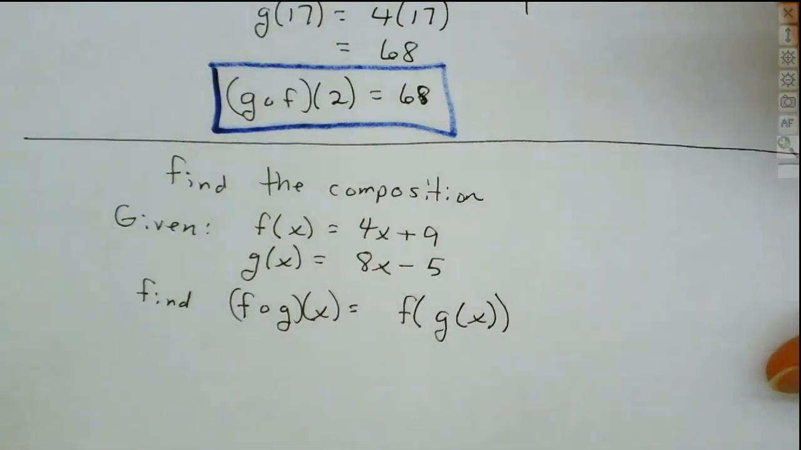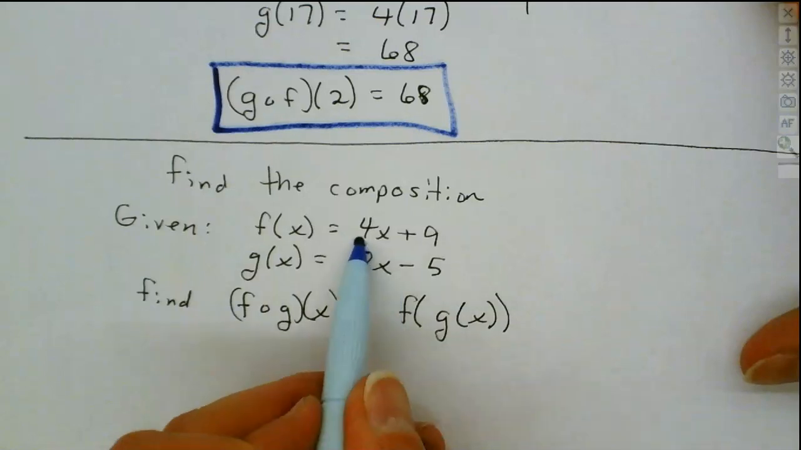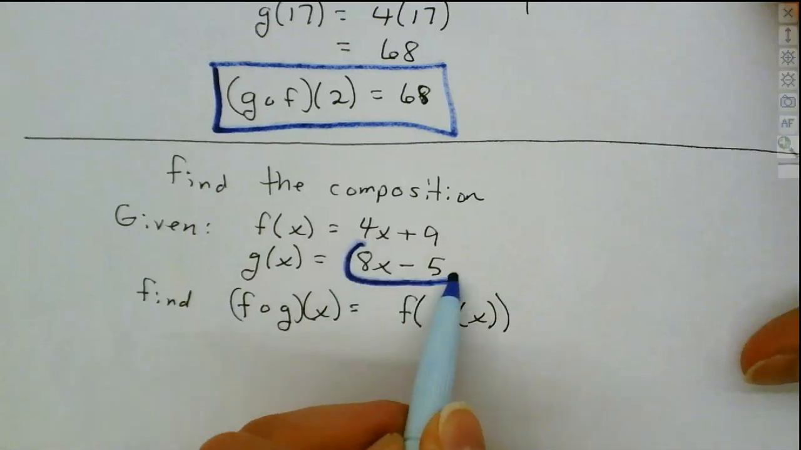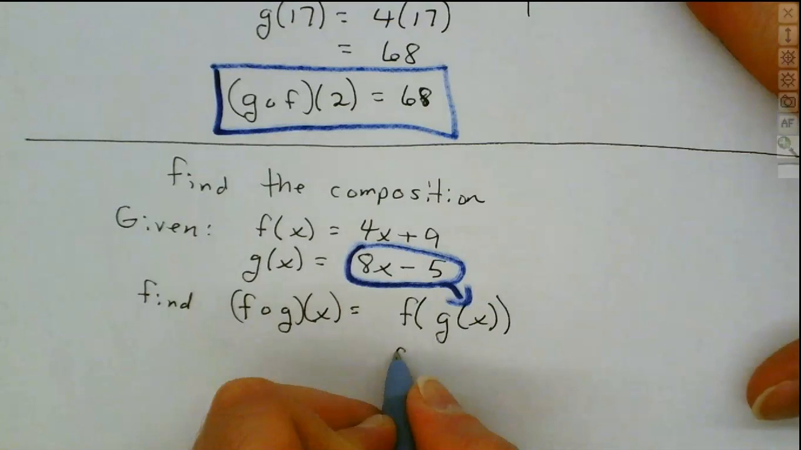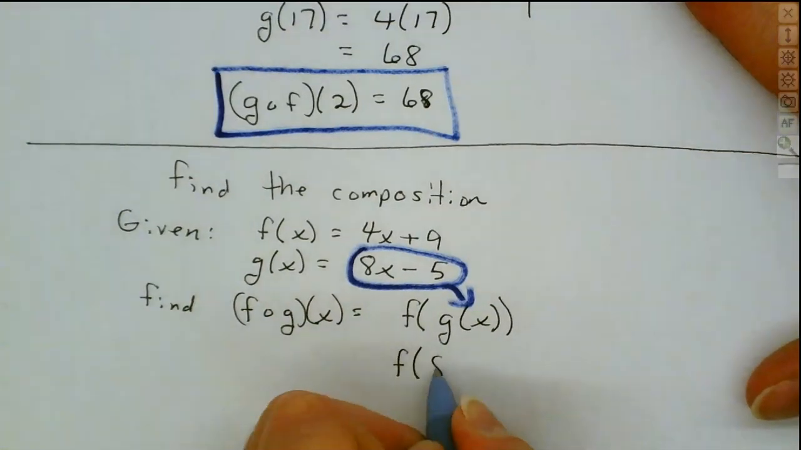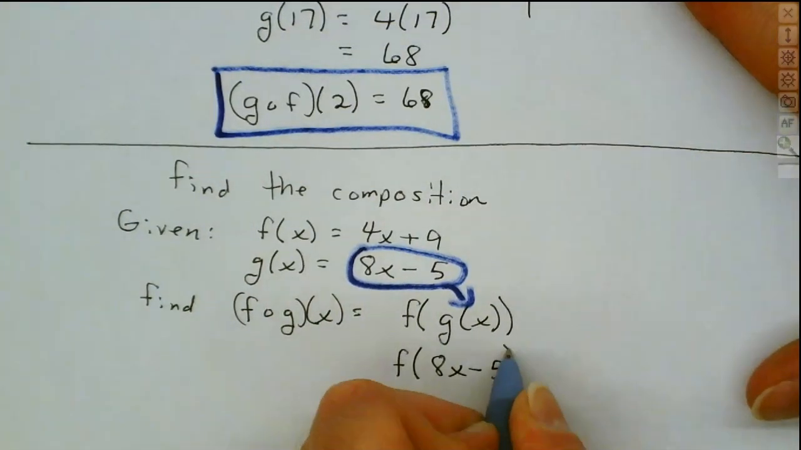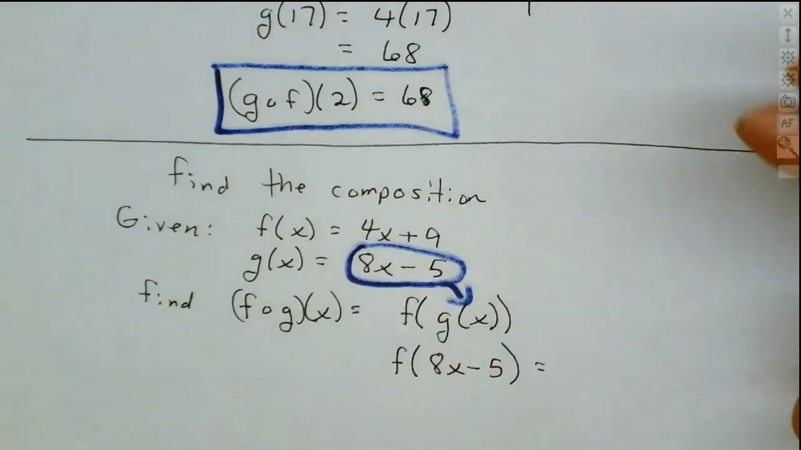Now, all this is a replacement game. So what is g of x defined to be? G of x is defined to be 8x minus 5, right? That's what it is. So I plug it in. So g goes inside. Is everyone with me so far there? Okay, so g went inside.